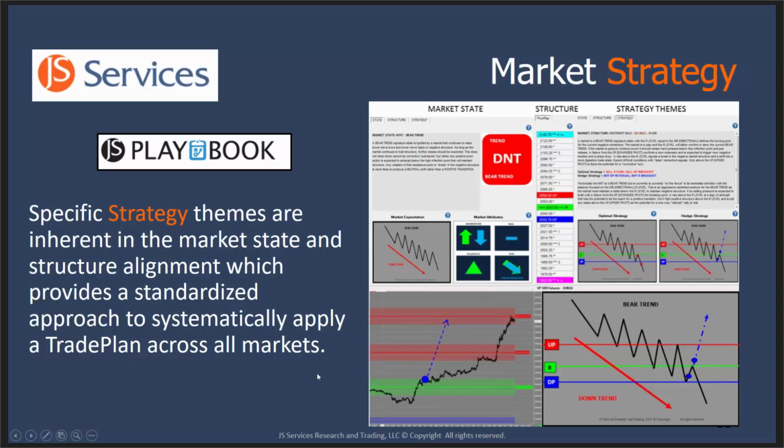And so specific strategy themes are inherent in the market state and structure alignment, which provide a standardized approach to systematically apply a trade plan across all markets. So you can come in and start to standardize your method with these analytics, and you can then take that to any market. You can really just search out a market that you like to sell, and you're looking for breakout trades. You can really transition instead of just focusing on one market. You can transition and go to really any market with that.